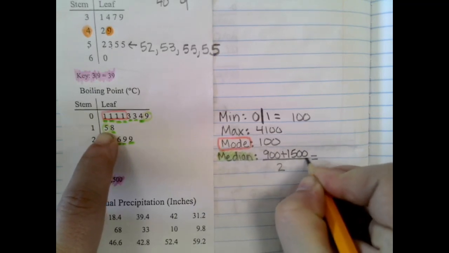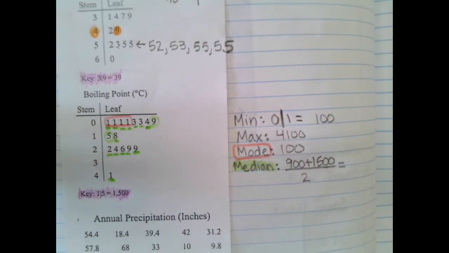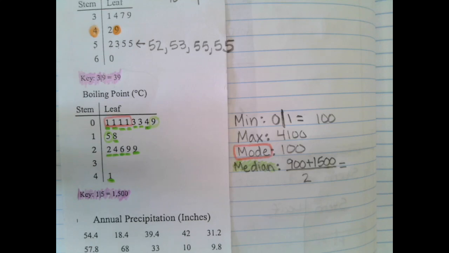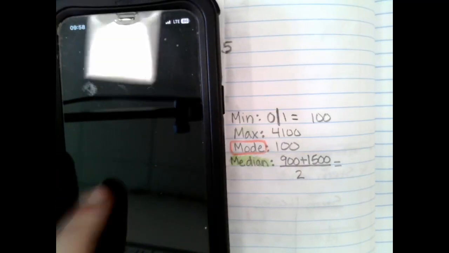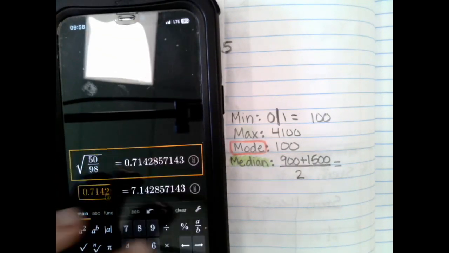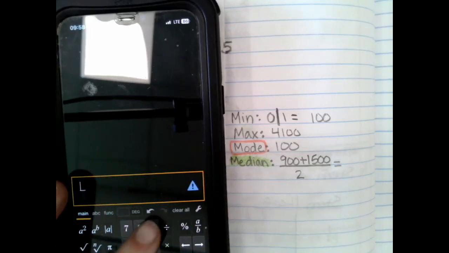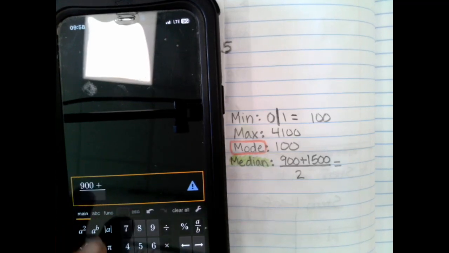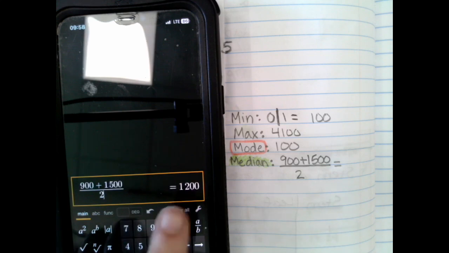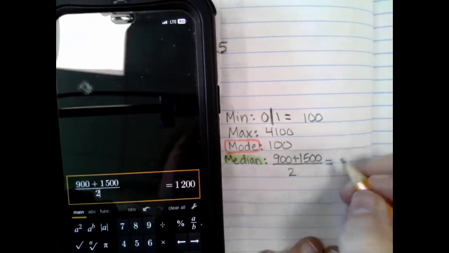And then we'll divide that by 2, and we'll use our calculator. This one you might be able to plan out in your head kind of where it is, 900, where is 1,500. If you go to the middle, some people can think about that visually. There we go. All right, so 900 plus 1,500 divided by 2. We get 1,200 would be our median.